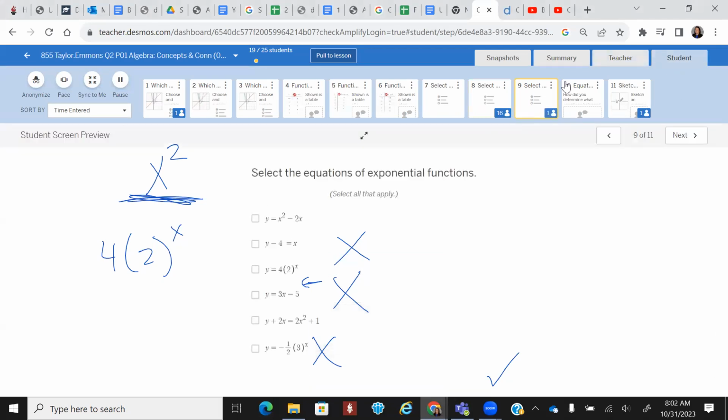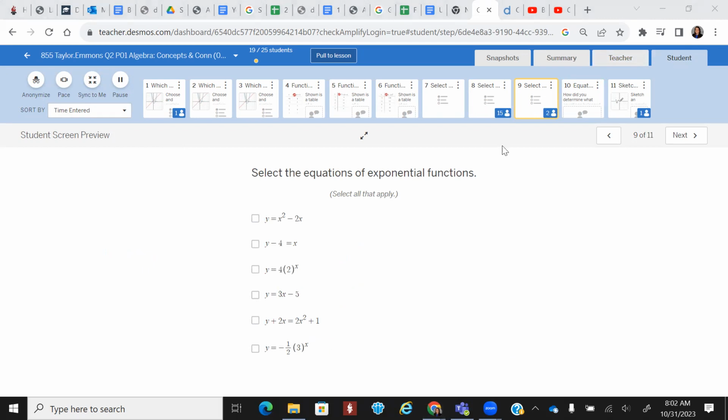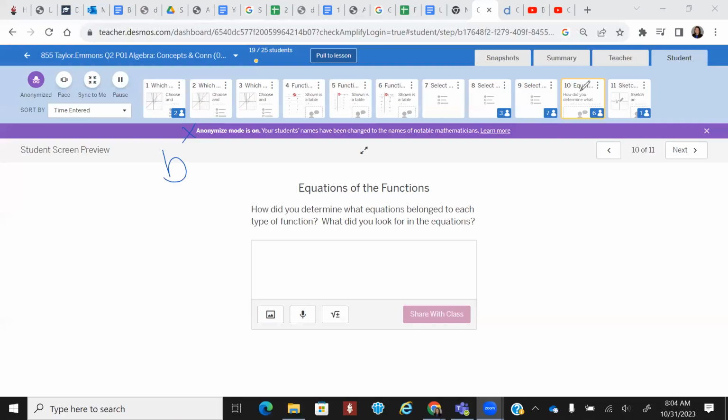Go ahead and go to slide 9. Go ahead and answer. Pick the ones that are exponential. So when we say exponential, that means that there's going to be an x in the exponent. Take a second. Equations belong to each type of function. Okay, so like if you were telling your friend, hey, this is how you pick a quadratic, this is how you pick a linear, this is how you pick an exponential, type me like a 2-sentence thing.